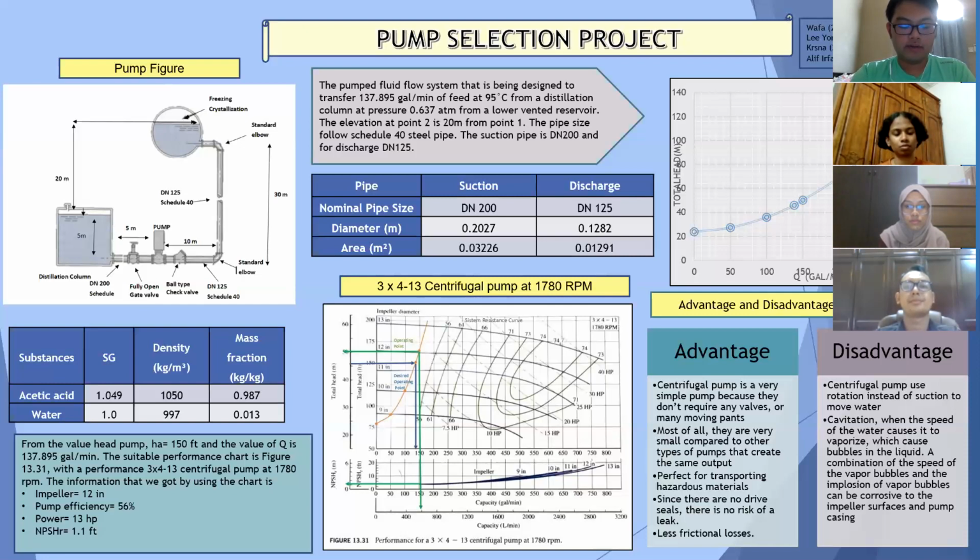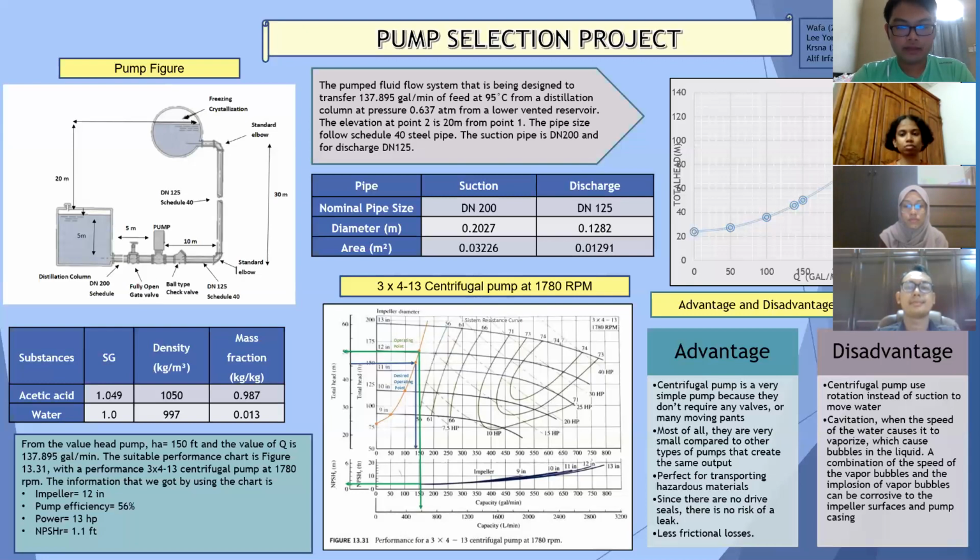Since our volumetric flow rate is 137.895 gallon per minute, the matching pump curve is the 3x4-13 centrifugal pump operating at 1,780 rounds per minute. Based on the pump curve that we selected, we overlap it with the SRC that we developed, and we can get the operating point and desired operating point by overlapping the two figures.